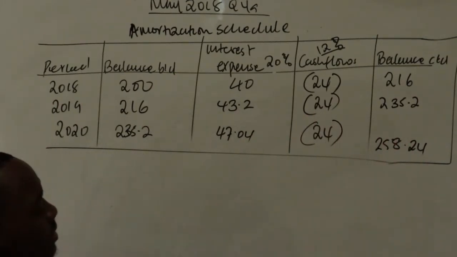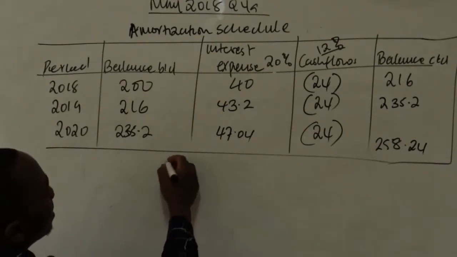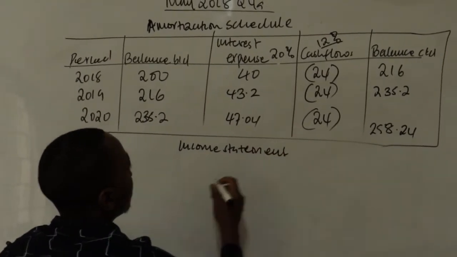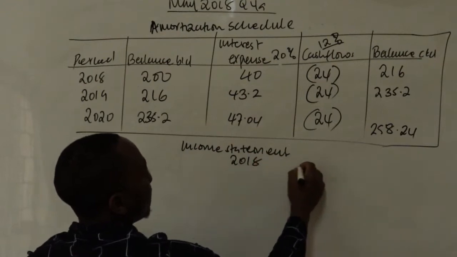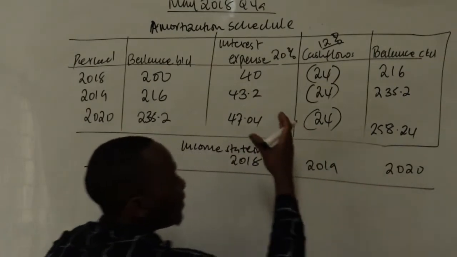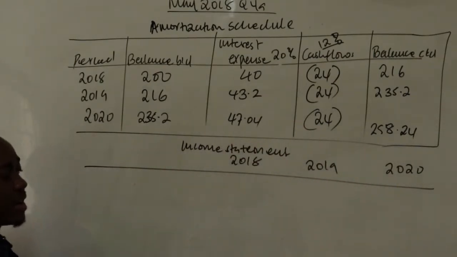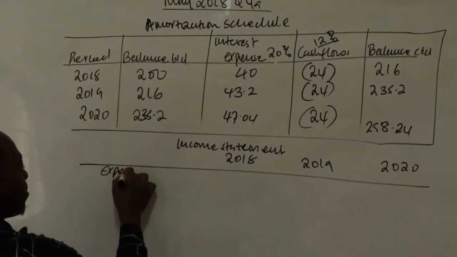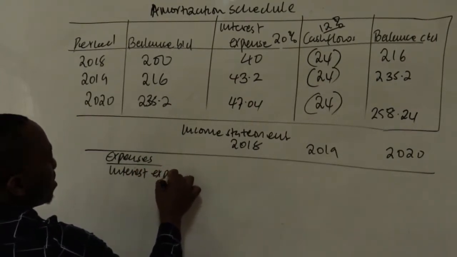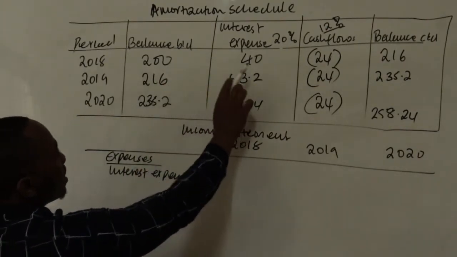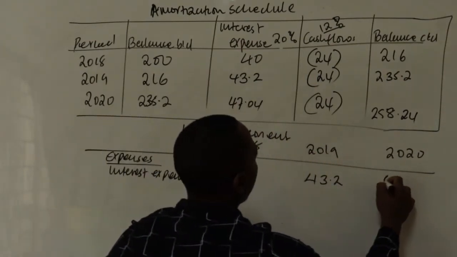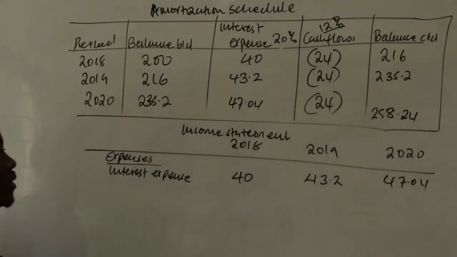So what do we take to the income statement? Now let me show you how to take it to the income statement. To the income statement, you have year 2018, 2019, and 2020. This is how you are supposed to present. This was a liability because they issued. If they issued, that one becomes a liability. So under the expenses, you show the interest expense. And interest expense for year 2018 is 40. 2019 it's 43.2. And here we have 47.04. That's what we require, number one.